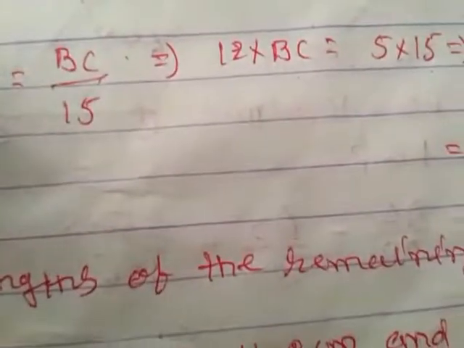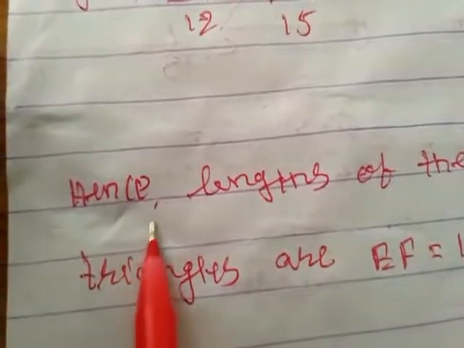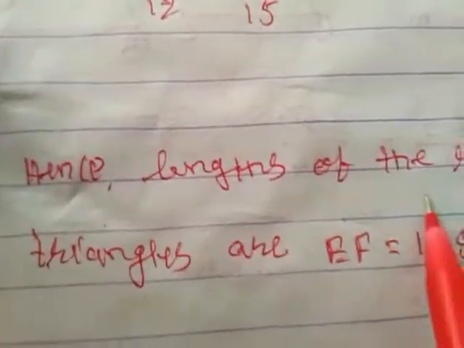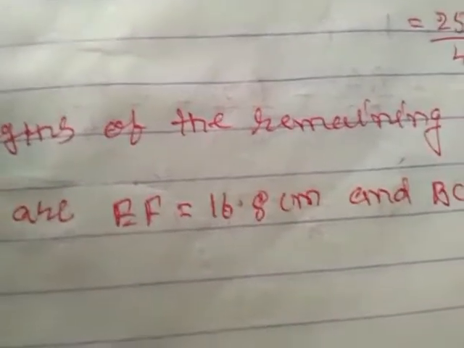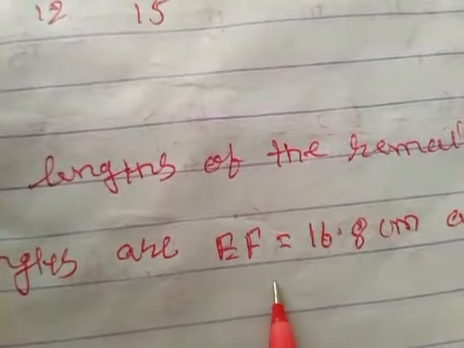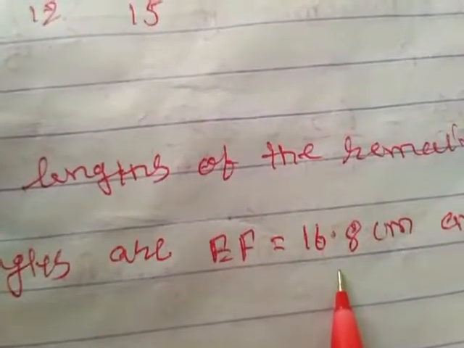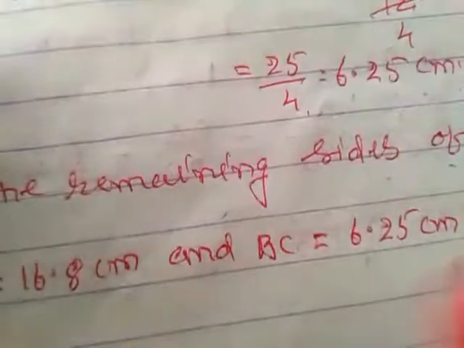Hence the lengths of the remaining sides of the triangle are EF equals to 16.8 centimeter and BC equals to 6.25 centimeter.